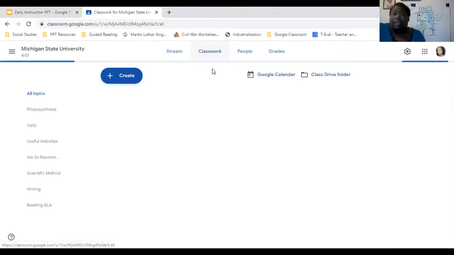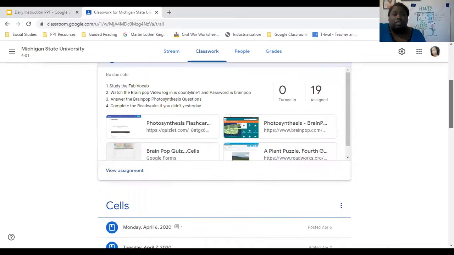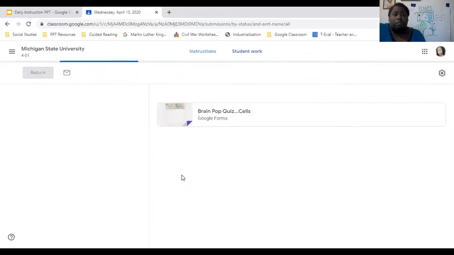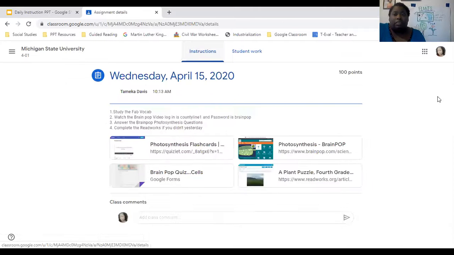Go to the classwork tab, look for today's topic, and these are the assignments for today. You could just click view assignment. All right, then go to the instructions if it doesn't directly take you there. I wrote everything down for you. I typed everything down for you. The first thing that we're going to do, as always, is study the fab vocab. So you'll click photosynthesis.